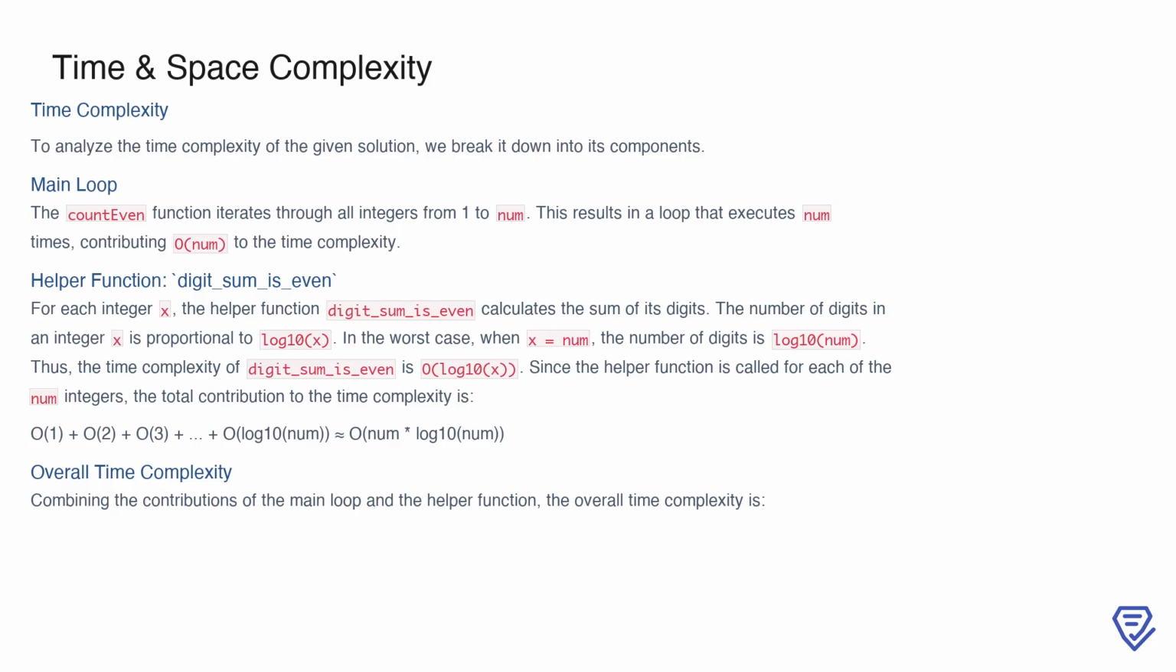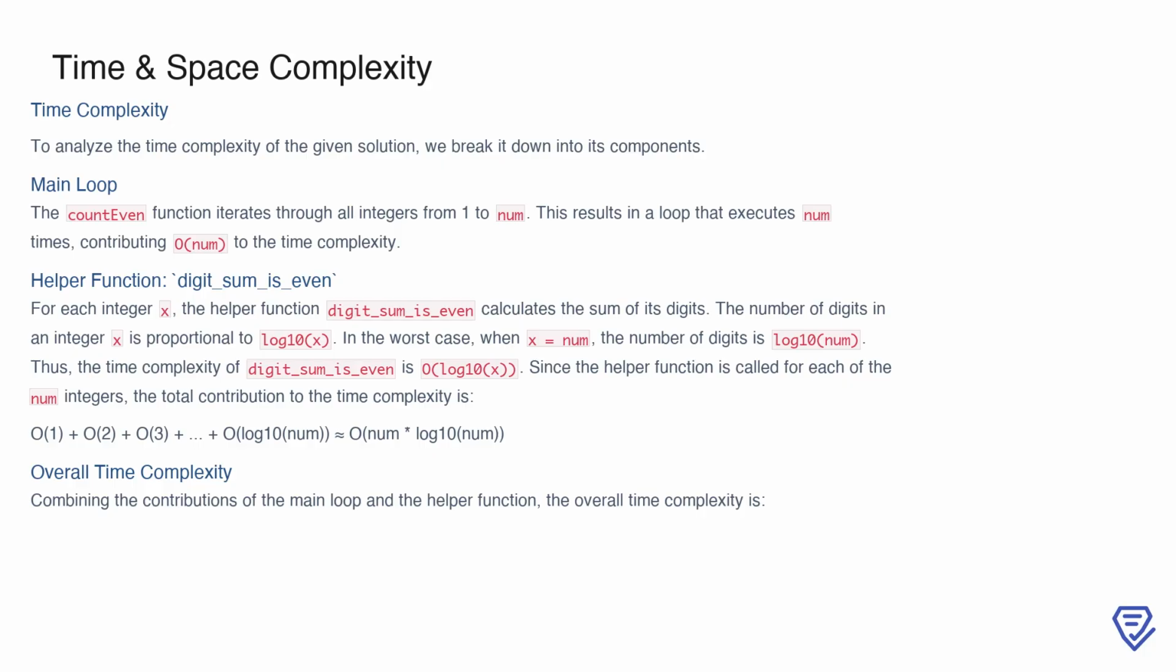To analyze the time complexity of this solution, we begin by considering its main components. The count-even function iterates through all the integers from 1 to number, which means the loop runs number times. This gives us a contribution of O(number) simply from iterating over the numbers. Next, we look at the helper function digit_sum_is_even, which calculates the sum of the digits for a given number x. The number of digits in x is proportional to log10(x), and in the worst case, when x equals number, this is approximately log10(number). Therefore, the time complexity of the helper function is O(log10(x)).